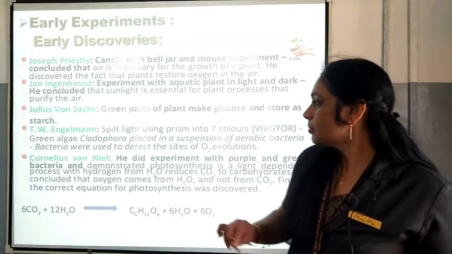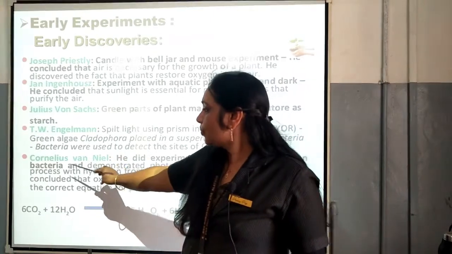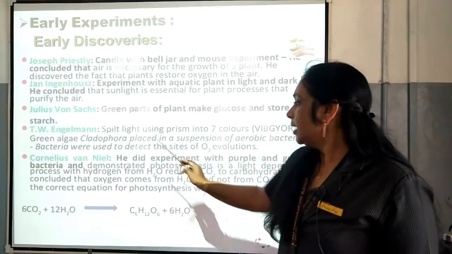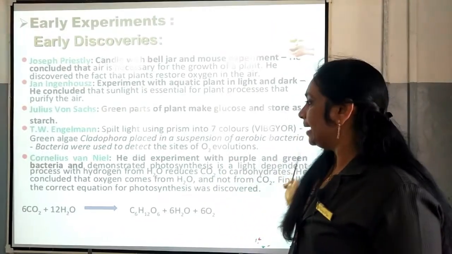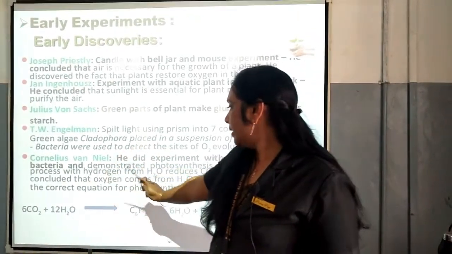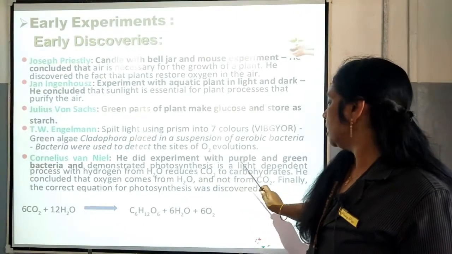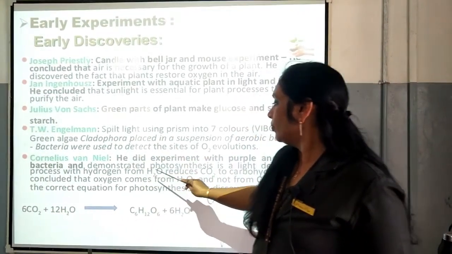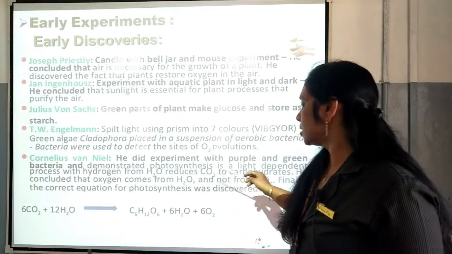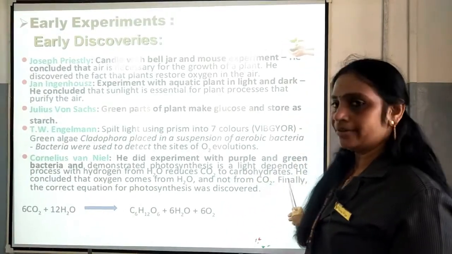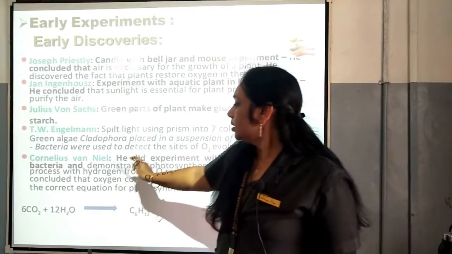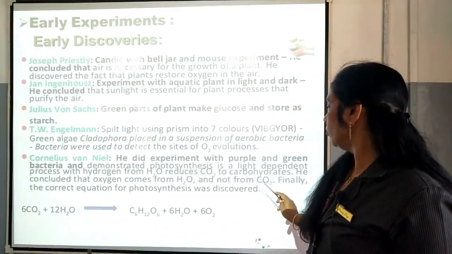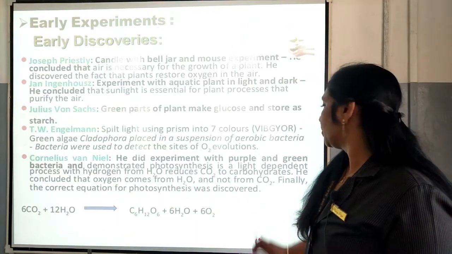Isn't it? Next one is related to another scientist, Cornelius van Niel. He did experiments with purple and green bacteria and demonstrated that photosynthesis is a light dependent process with hydrogen from water reducing carbon dioxide to carbohydrates. He concluded that oxygen comes from water and not from carbon dioxide.